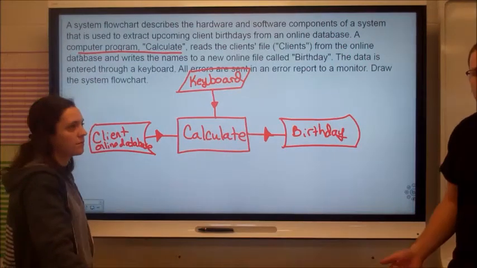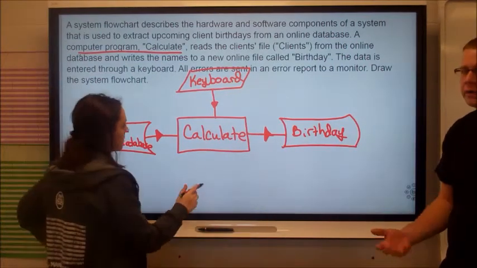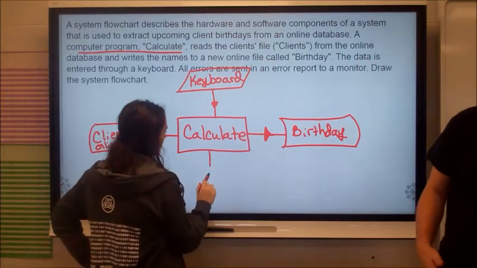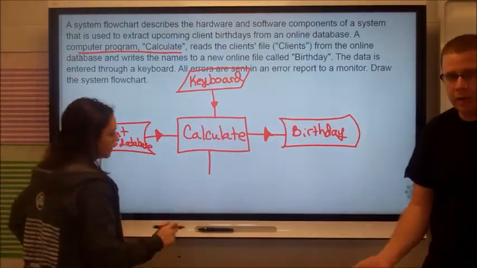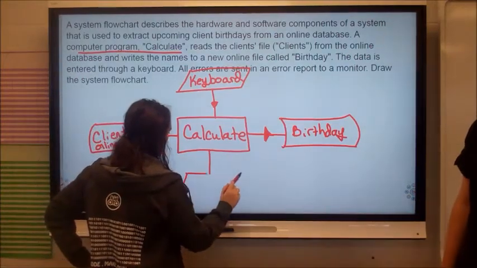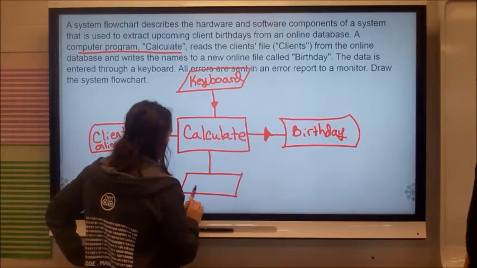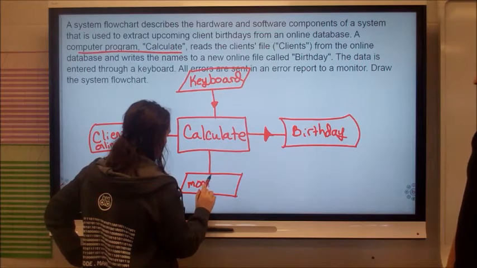Finally, underneath calculate, if there is some kind of error, if there's some kind of problem, calculate is going to send information to your monitor, and it's going to send that error report to the monitor. So your parallelogram, and you're going to write monitor.